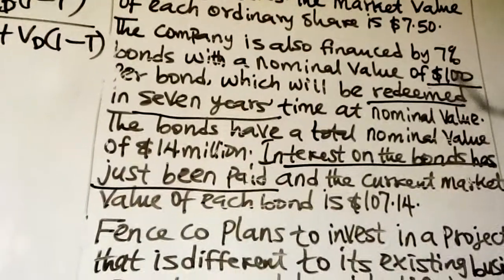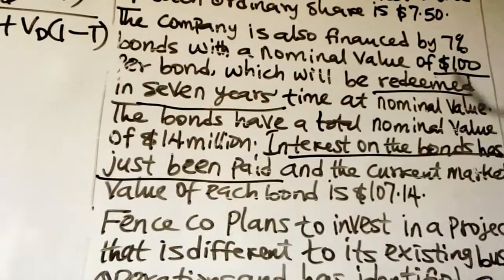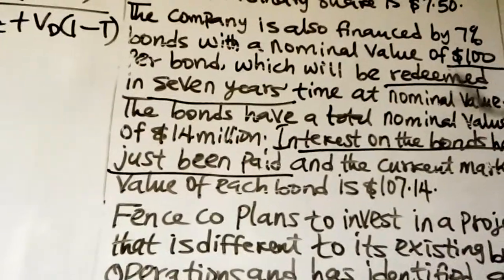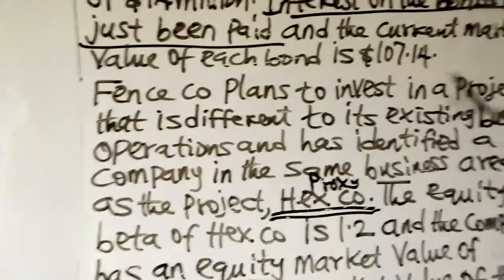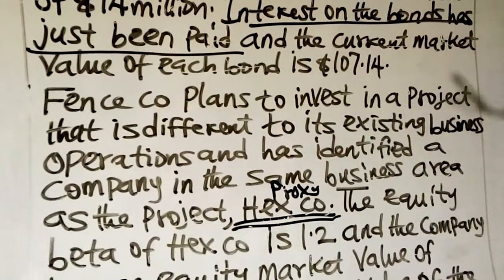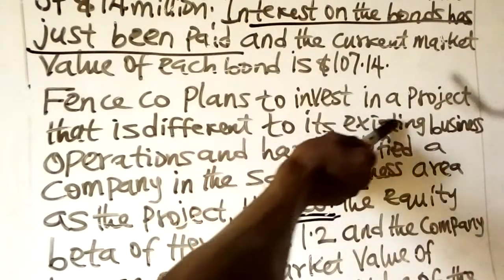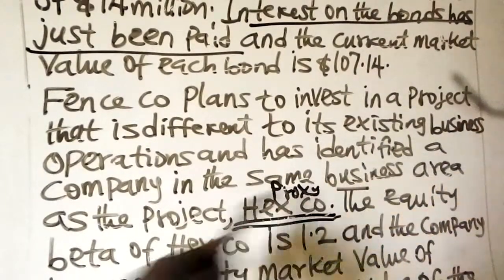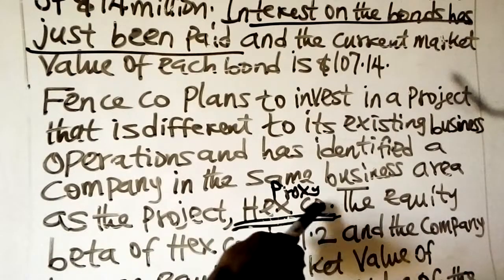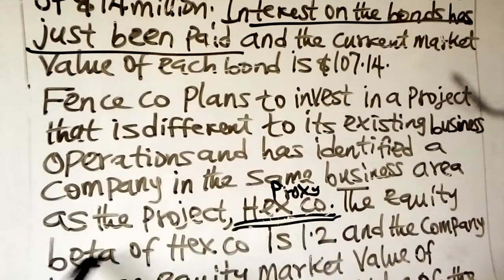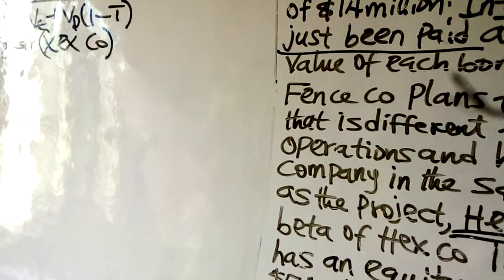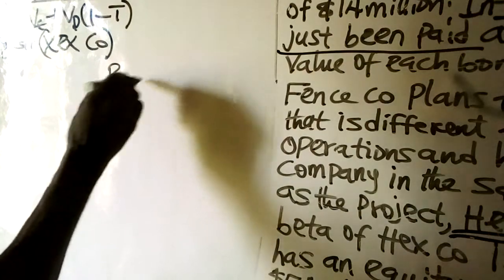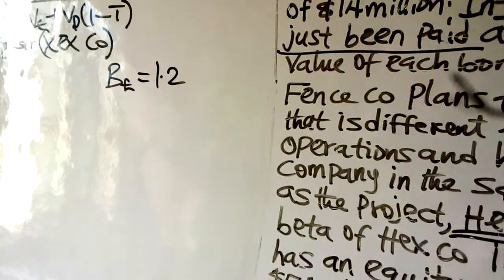Now let's go back to where we have information about the proxy company. You were told that FESCO plans to invest in a project that is different to its existing business operations and has identified a company in the same business area as the project, HESCO. That means HESCO is the proxy company. The equity beta of HESCO is 1.2. We do not need the beta of equity of HESCO. What we need from HESCO is beta of asset. And you are given the equity beta to be 1.2.